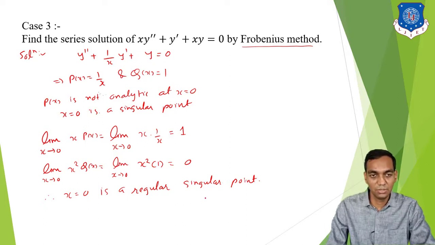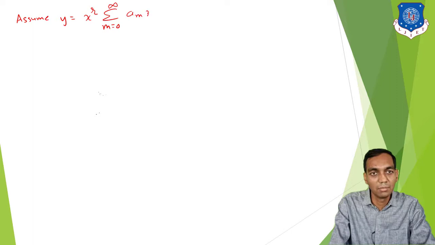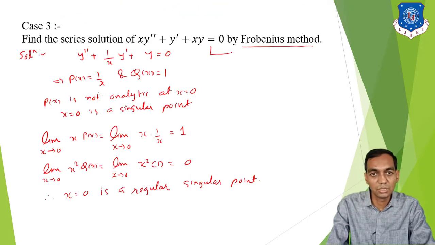Now this is a regular singular point, so we are starting with our standard assumptions. So let us assume y is equal to x raised to r into sigma m running from 0 to infinity a m x raised to m, where a0 is not equal to 0. This is equation number 2, a trial solution of equation 1. Now first of all, this is our equation 1.